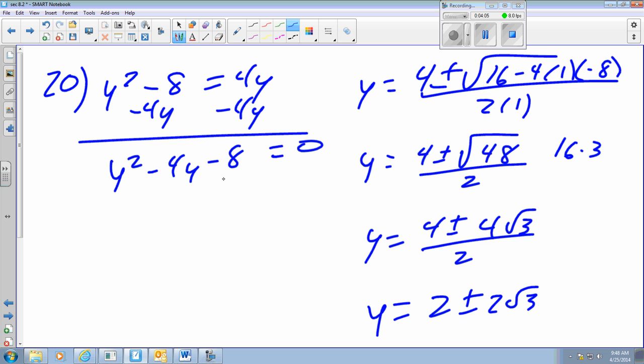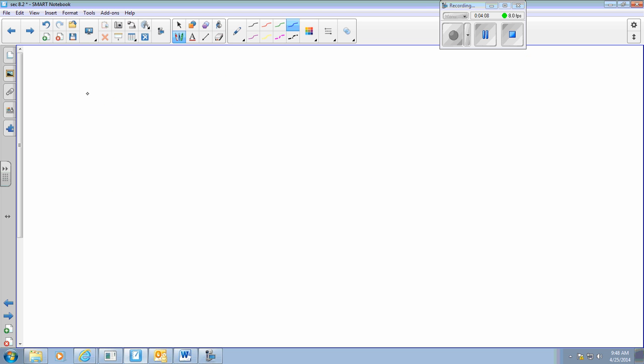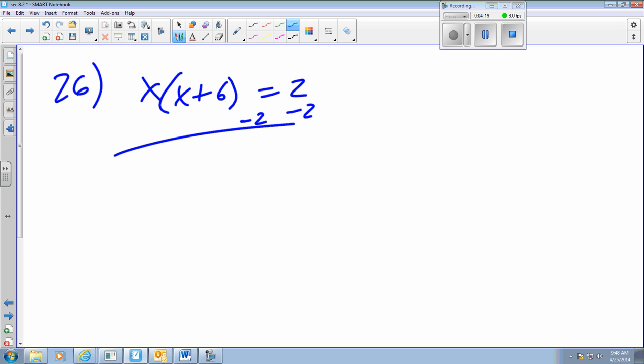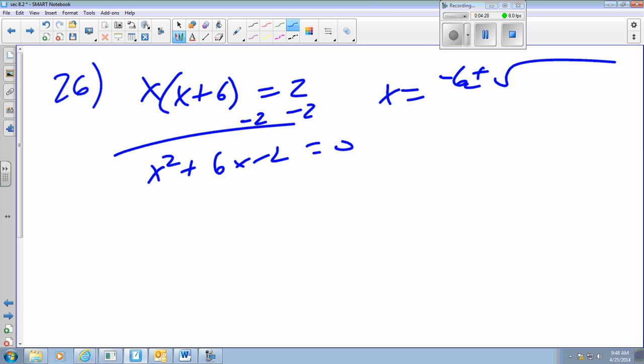Now let's jump to question number 26. 26, I have x times the quantity x plus 6 equals 2. I'm going to distribute and subtract 2 from both sides, and I'm going to have x squared plus 6x minus 2 equals 0. Plugging it in, I get x equals negative 6 plus or minus the square root. 6 squared is 36 minus 4 times 1 times negative 2, all over 2 times 1.